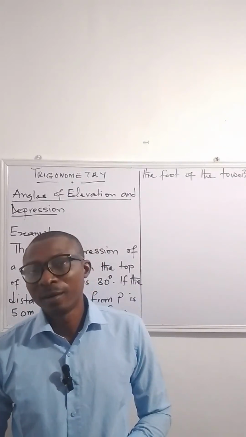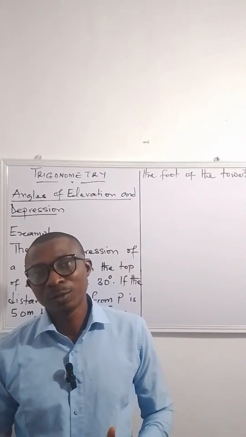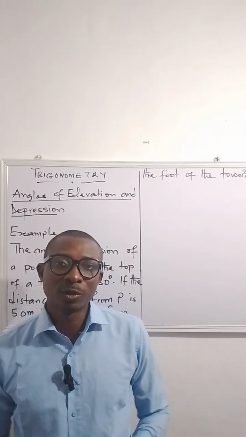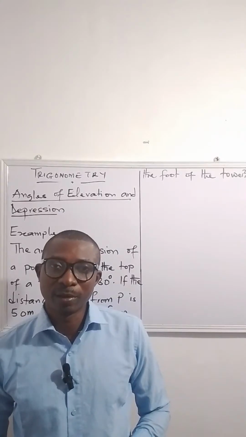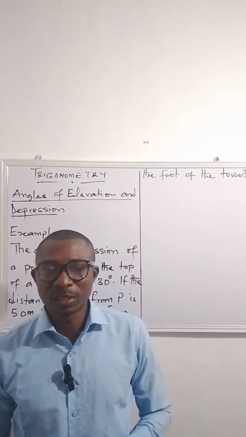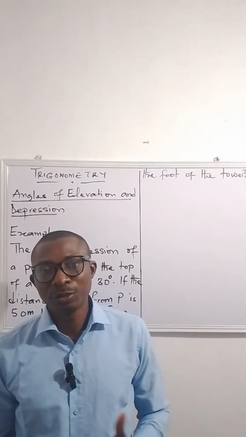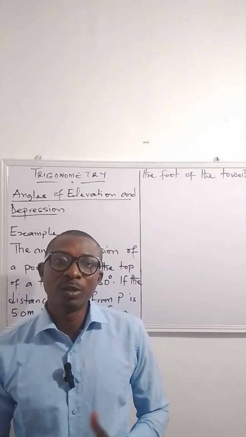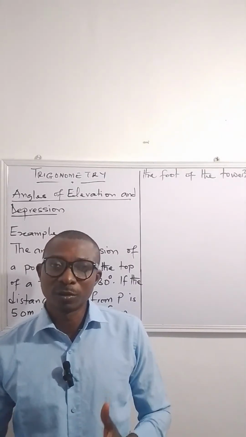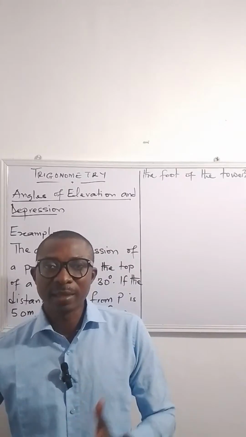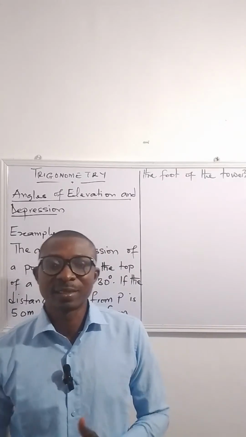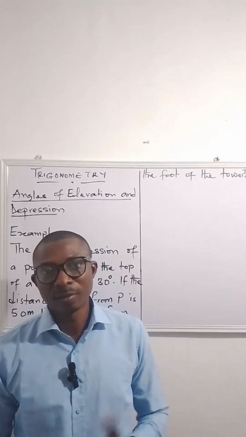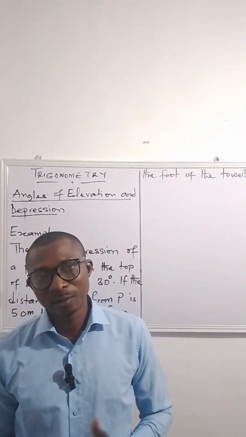Let's quickly do a review of what we did the last time. We looked at some problems under triangles, and we looked at special angles. I told you that there are certain angles whose functions you need to know. You should know the sine, cos, and tangent of their functions. We looked at examples: angle 30, angle 45, and angle 60.